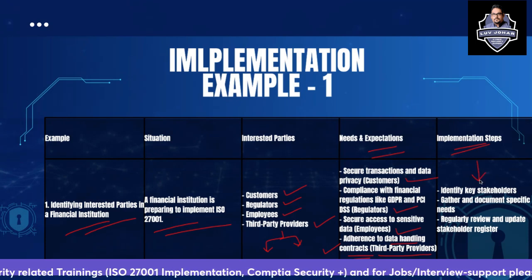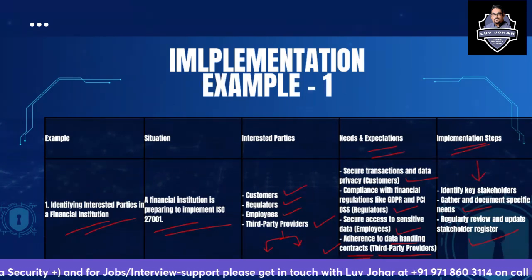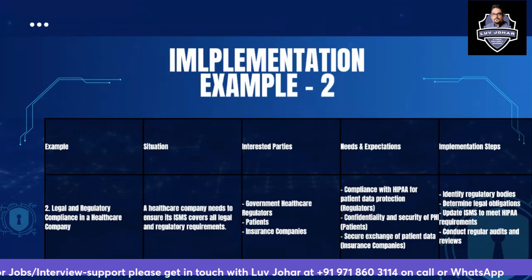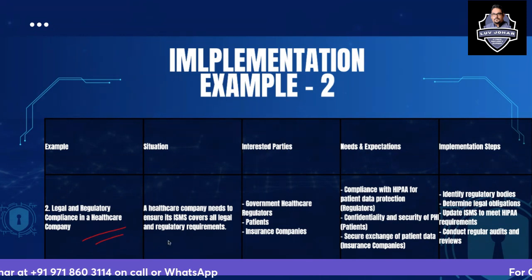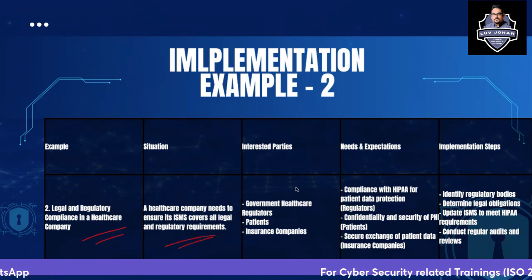You identify all the key stakeholders, you gather and document their specific needs, you regularly review and update the stakeholder register. Okay, this was case study 1. Now let's move to case study 2, where we have another example here. In this case, it's a healthcare company where we want to again implement ISO 27001. So let us see what the interested parties are in this case.